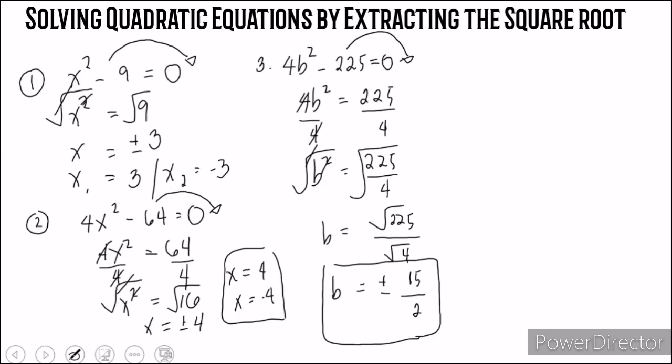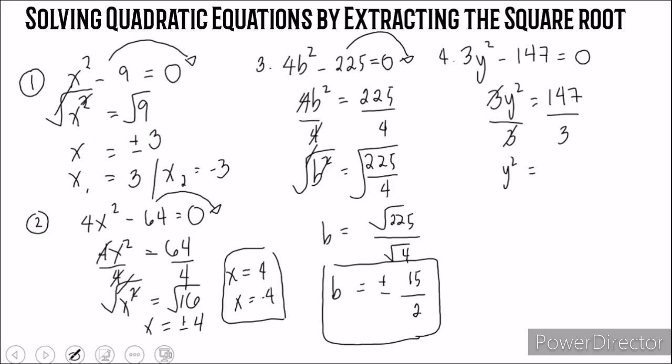So let's say, for example, we have 3y squared minus 147, which is equal to 0. Okay, so the first thing that we need to do, again, isolate the variable. So lipat natin si negative 147. It will become positive 147. And then, dividing both sides by 3 para ma-cancel si 3. So we have y squared. 147 divided by 3 is 49. So we have 49.